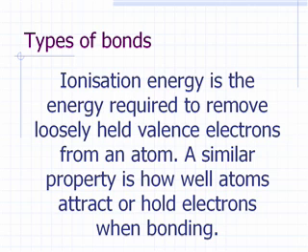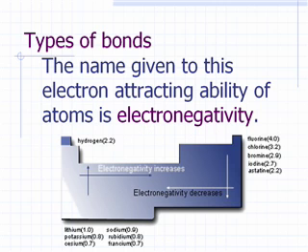Now ionization energy, as we saw in a previous episode, is the energy required to remove loosely held valence electrons from an atom. A similar property is how well those atoms can attract or hold electrons when they're bonding. We call this property electronegativity. Atoms are given a value of electronegativity, with fluorine being the atom with the highest electronegativity. It attracts electrons very, very strongly. I mean, it would steal electrons from its grandmother given the chance.